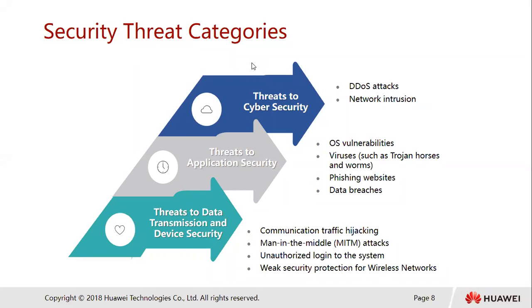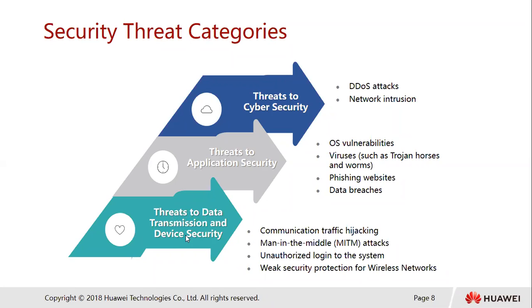Security threats categories. We have threats to cybersecurity, and these are DDoS and network intrusion. And then we have threats to application security. These are operating system vulnerabilities, viruses, phishing websites, and data breaches. When we talk of phishing websites, these are fake websites pretending to be real websites of the banks. Once you enter your information there, the threat actors will be able to capture your information.